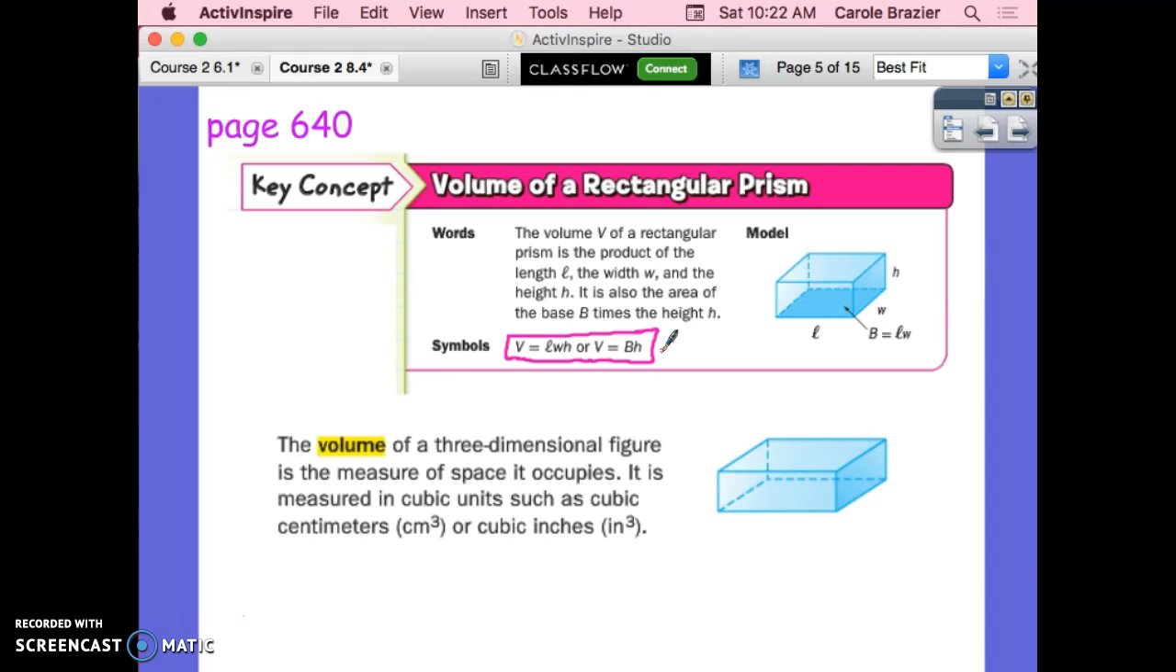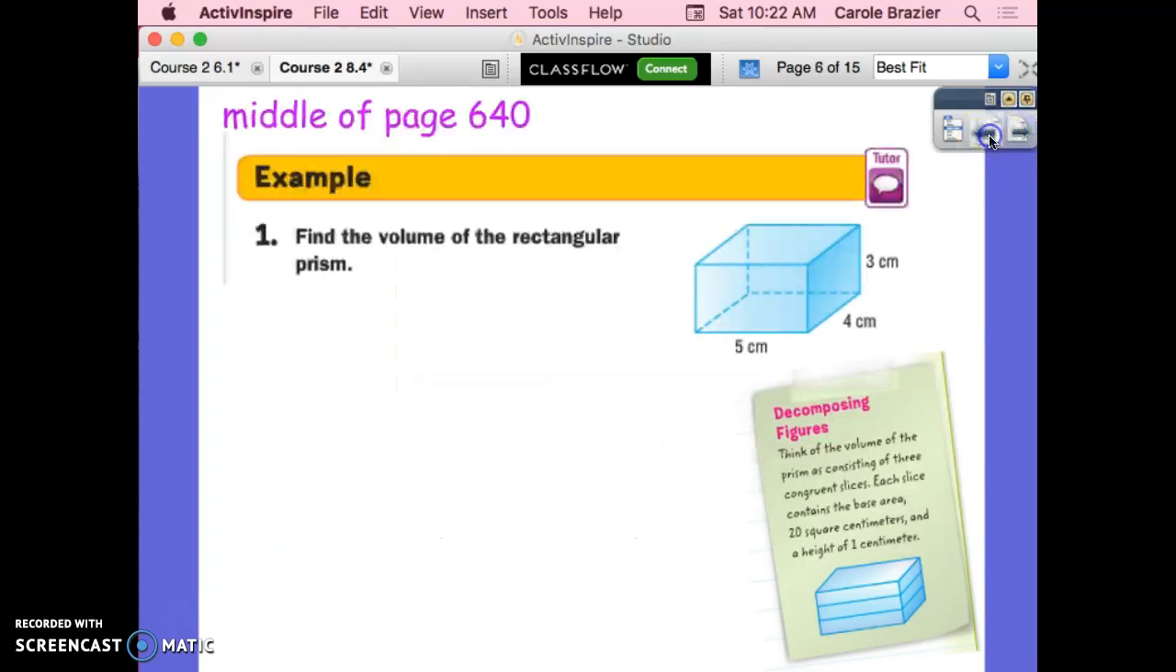Okay, and then for the units, you're going to have your label, and then you're going to have that small 3 to mean cubed, because I'm multiplying 3 things together, so it's a 3-dimensional figure, so my units are cubed. Okay, looking at this one, there's a couple of things that I'm going to require you to do in order to make sure that you are showing all your work.